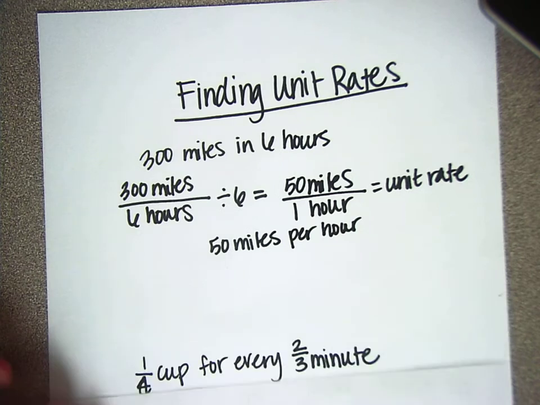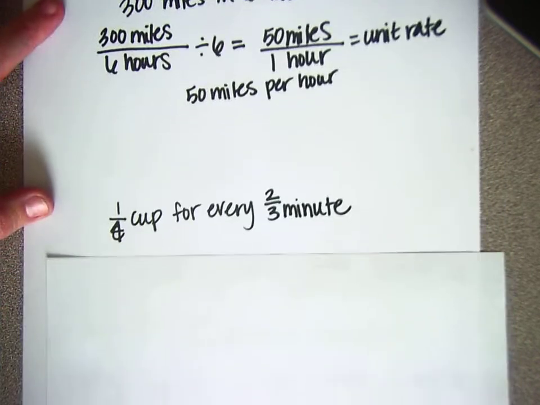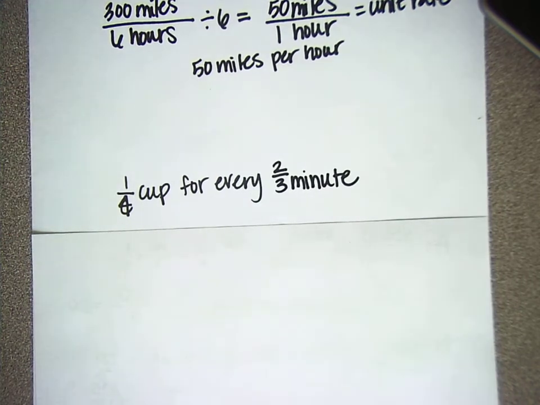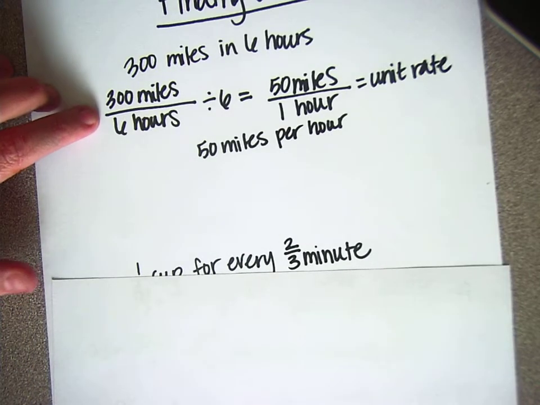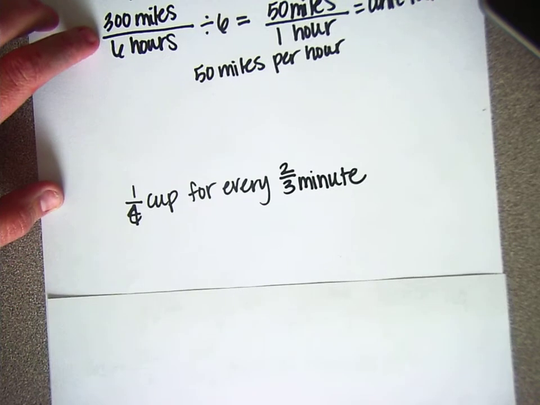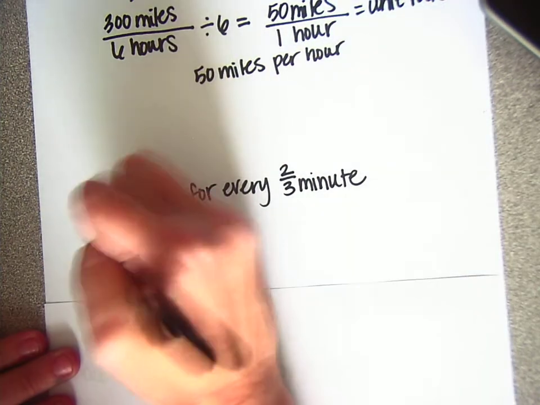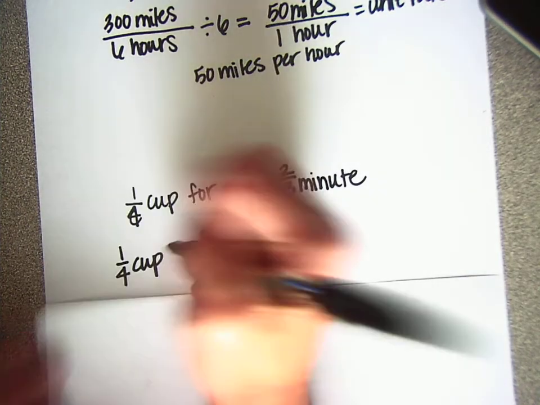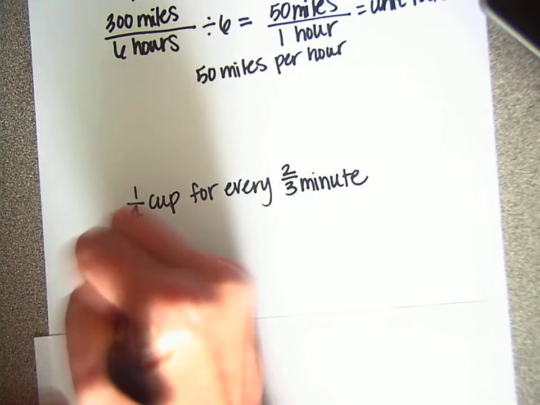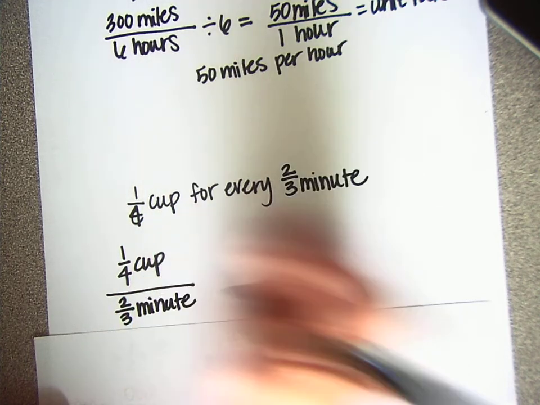Now sometimes the information that they give us is going to have fractions in it, okay? So whenever you have fractions, you still want to set it up into a ratio just like you did up here and label it. So let's go ahead and do that. So we've got 1/4 of a cup over 2/3 of a minute. Okay?